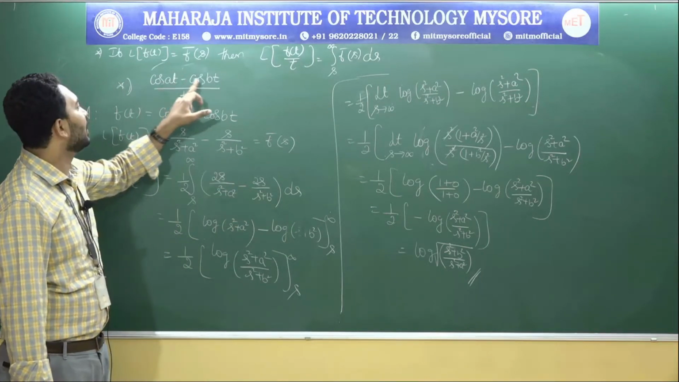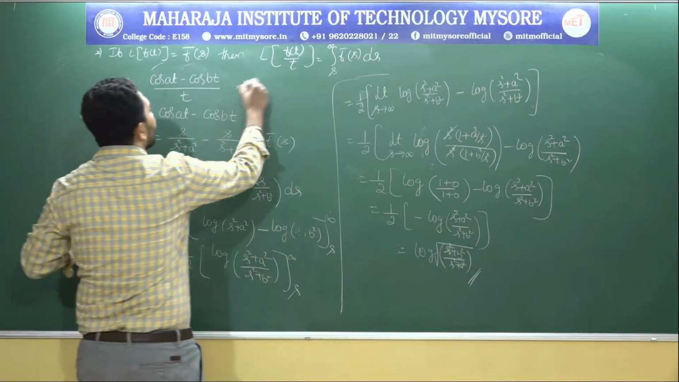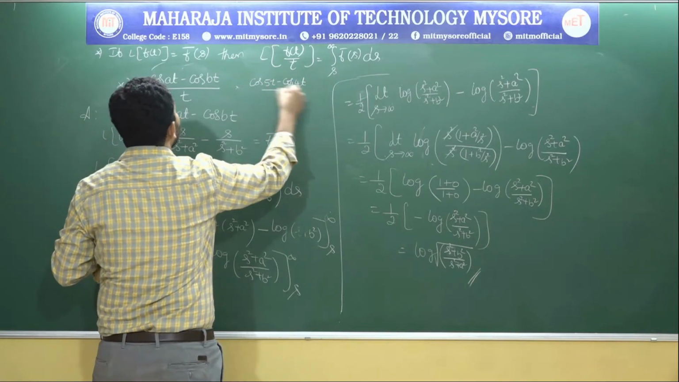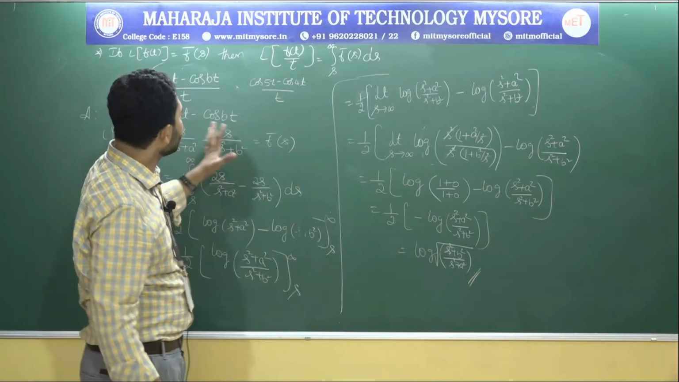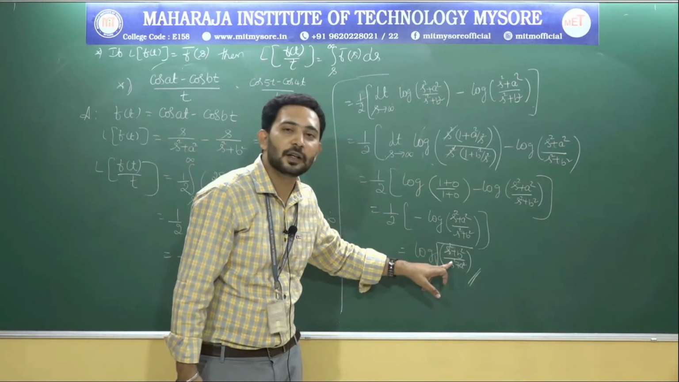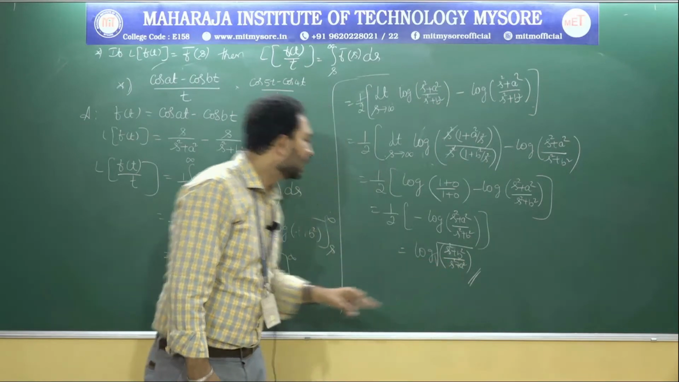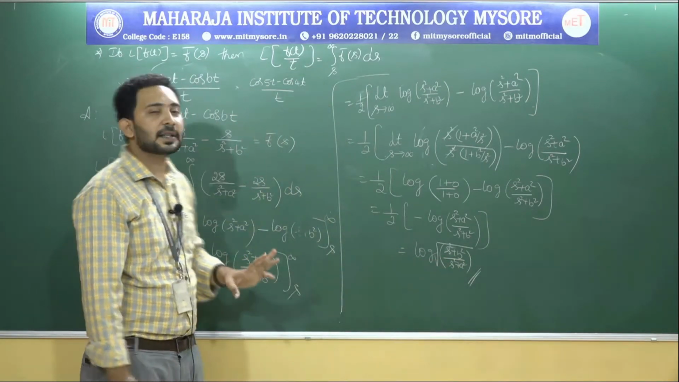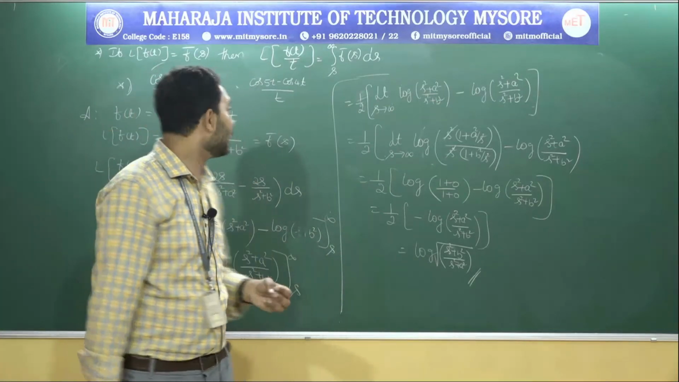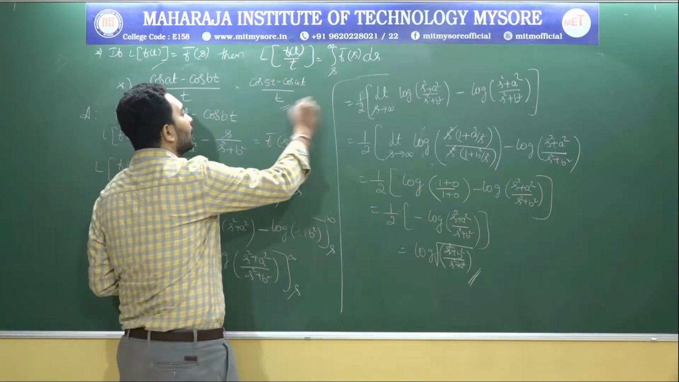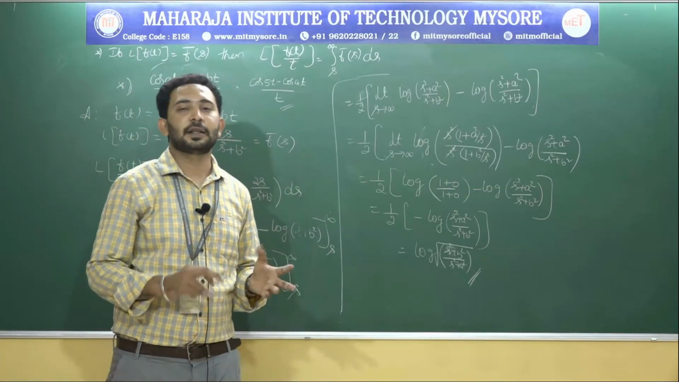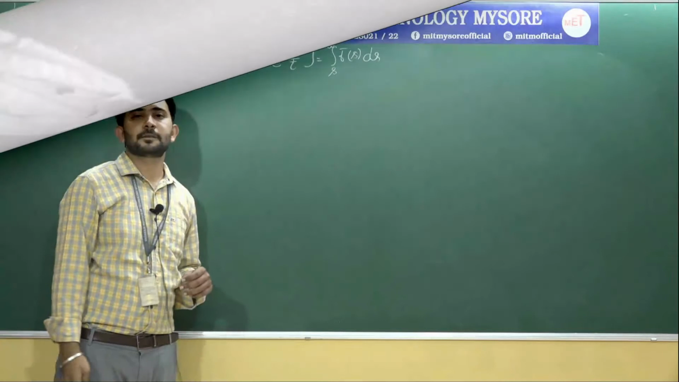If we have cos 5t minus cos 4t divided by t, then the answer will be log of the square root of (a square plus b square), that is, log of the square root of (a square plus 16) divided by (a square plus 25). Simply change b by 4 and a by 5 if you find it like this. Okay, let's solve some more problems.